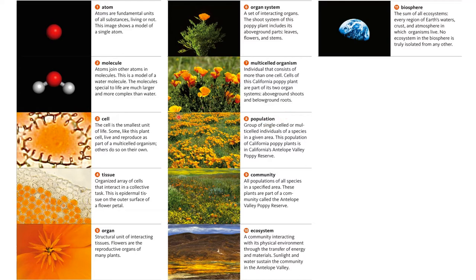So for example, in this image, we have a population of poppies. We can also have a population of humans. So if we look at the human population and we say it's every single person on the planet because we're all the same species. Okay.